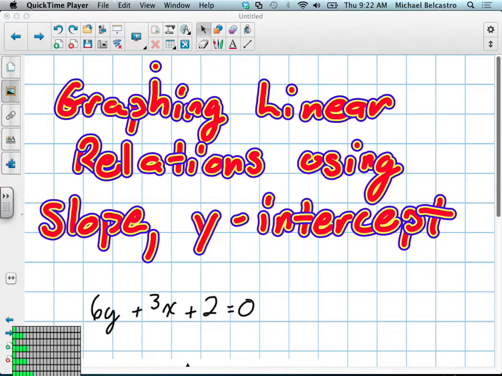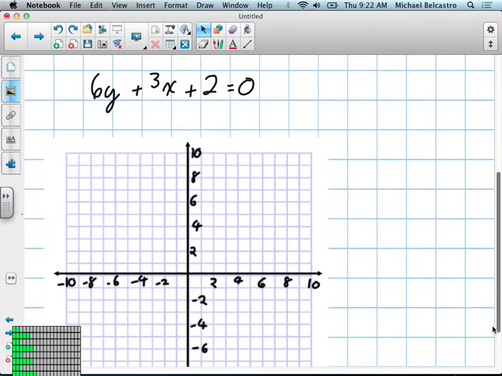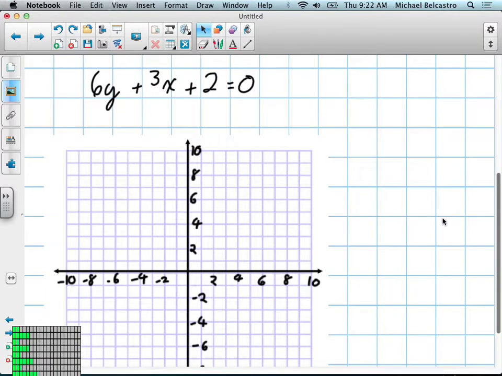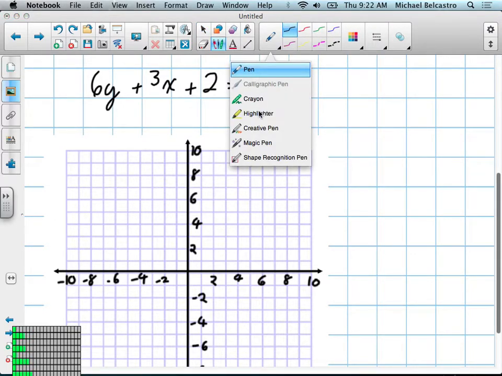All right. Next example we're going to go over is same idea. We're going to be graphing linear relations, or in other words, lines. But we're going to use slope y-intercept. Okay. So again, we've been given our graph, and this time an equation. Now, when looking for slope y-intercept, our goal is to set it equal to something. Does anybody know what?